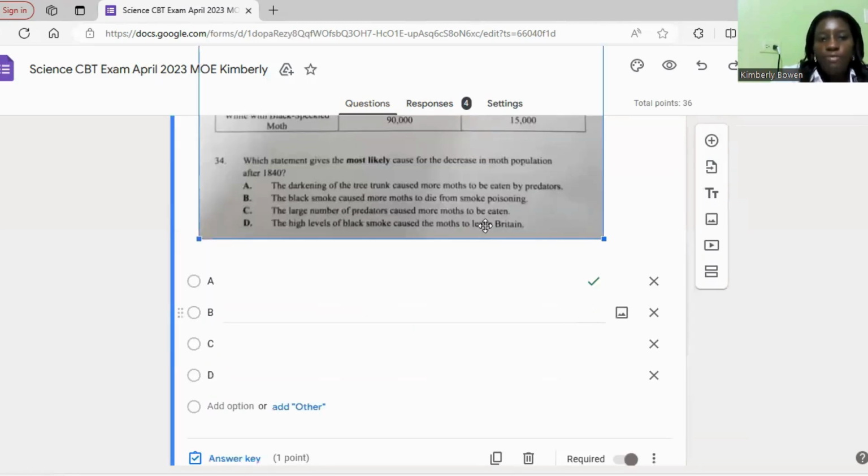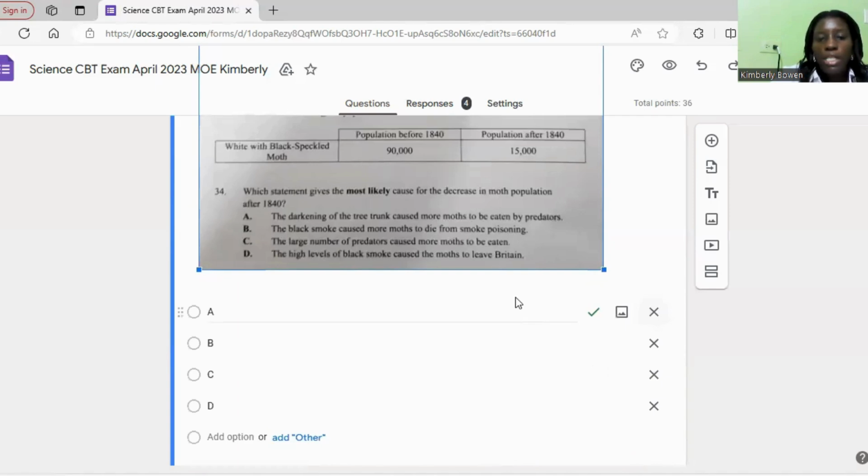After 1840, the darkening of the tree trunks caused more moths to be eaten by predators. The black smoke caused more moths to die from smoke poisoning. That's not correct. The large number of predators caused more moths to be eaten. That's not correct. The high levels of black smoke caused the moths to leave Britain. The correct answer is A. The darkening of the tree trunk caused more moths to be eaten by predators because the moths couldn't camouflage anymore, and therefore they were eaten by the predators.